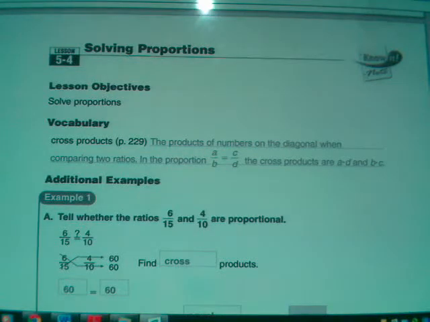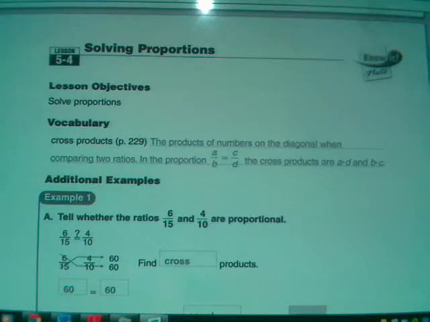Chapter 5, Section 4 in the 8th grade textbook is entitled Solving Proportions. When we're talking about proportions, we're really talking about two ratios being set equal to each other, which to many of you is going to look like just two fractions with an equal sign stuck between them. What they're saying there is that these two ratios are equivalent when they're talking about a proportion.